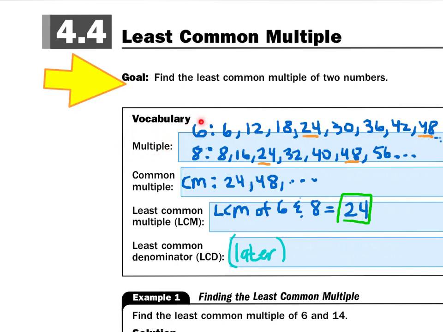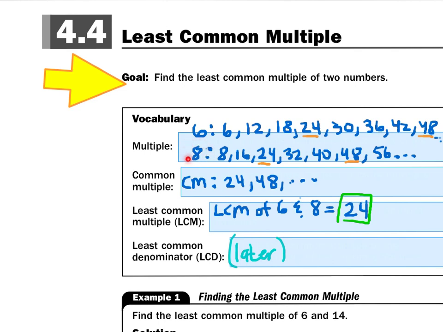If I ask for the multiples of 6, I want you to start off as 6 times 1 is 6, 6 times 2 is 12, 6 times 3 is 18, 6 times 4 is 24, 6 times 5 is 30, 6 times 6 is 36, 6 times 7 is 42, 6 times 8 is 48, and you could keep going and going and going, but that's far enough right now.